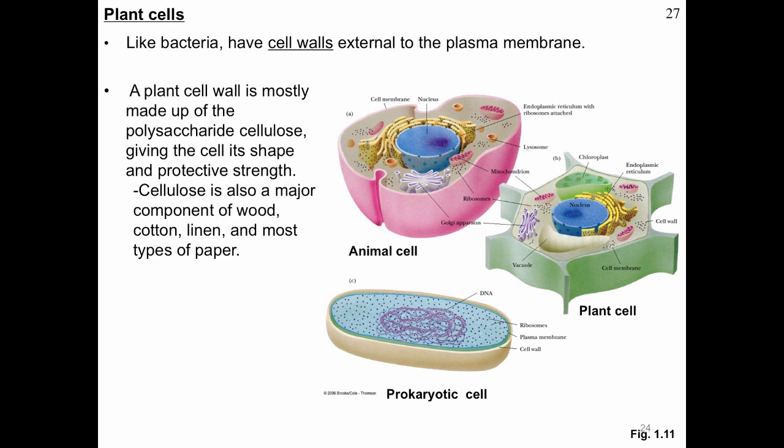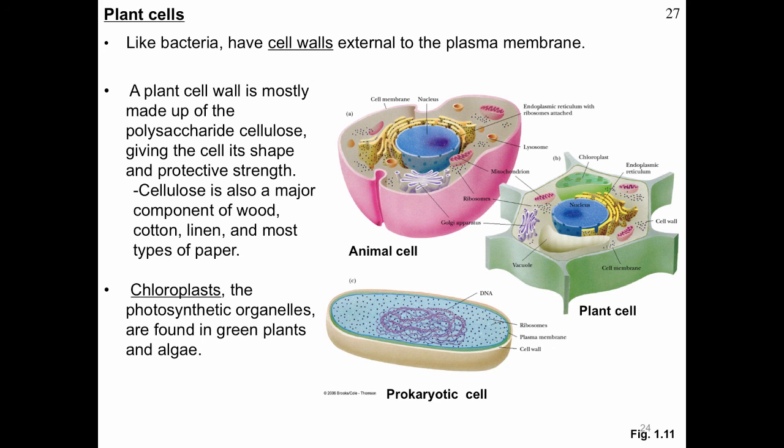A plant cell wall is mostly made of the polysaccharide cellulose, which gives it its shape and protective strength. Cellulose is also a major component of wood, cotton, linen, and most types of paper. Plants contain chloroplasts, which are photosynthetic organelles, and are also found in algae. Animal cells have neither cell walls nor chloroplasts.